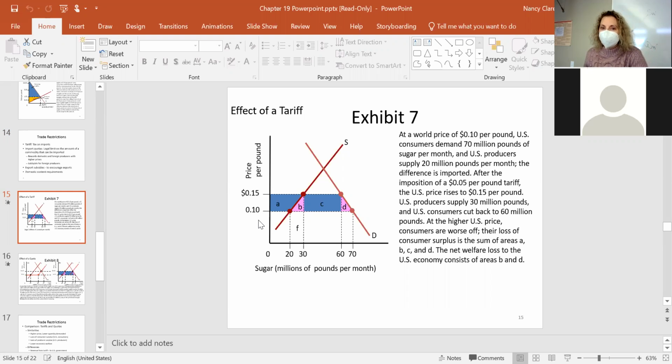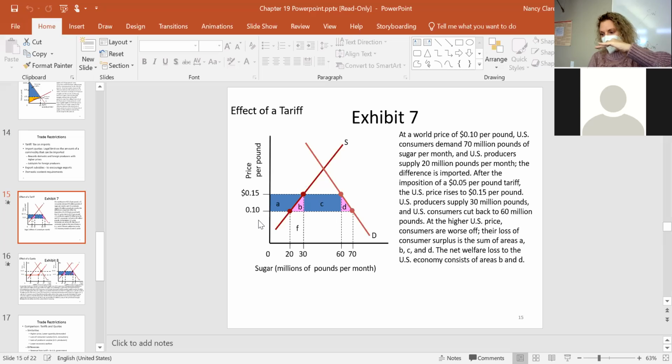Okay, so now let's talk about what would happen if the US government imposed a tariff of 5 cents on every pound of sugar that was being imported into the United States, okay? Well, actually, let's go back to our world price for just a minute. If you and I got a world price of 10 cents for sugar and we could import as much as we wanted, you can see that if you sort of trace that dashed line at 10 cents over till you hit the US supply curve, US suppliers would give us 20 million pounds of sugar per month.